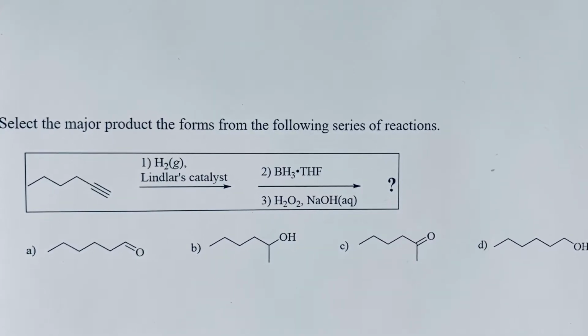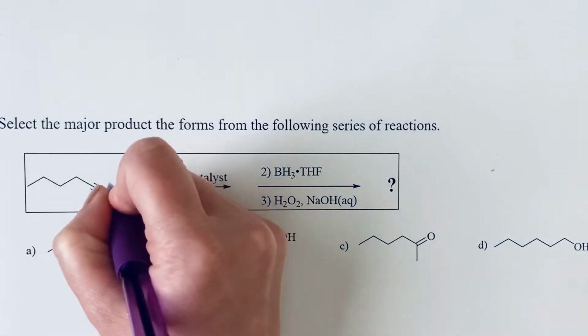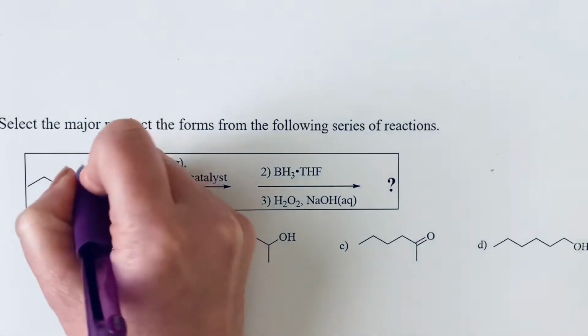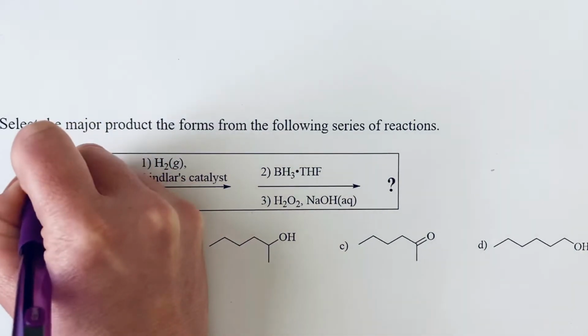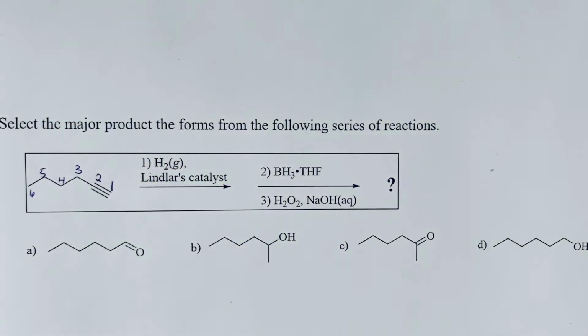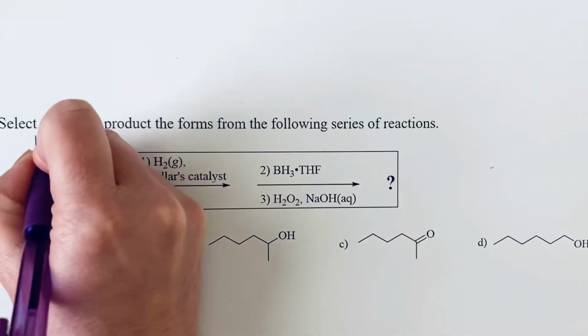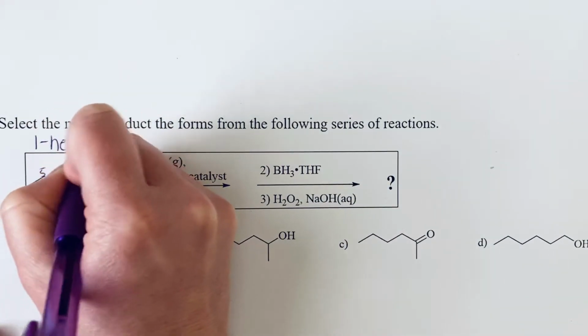Select the major product that forms from the following series of reactions. So we want to look at what our starting material is, and it's a good thing to identify both the functional group and the number of carbon atoms. So we can see that we have an alkyne, because we have this carbon-carbon triple bond. We have simply 1, 2, 3, 4, 5, 6 carbon atoms. So we have here 1-hexyne.